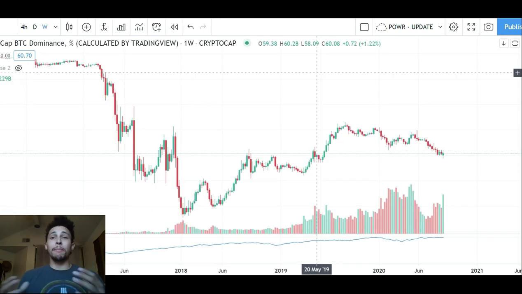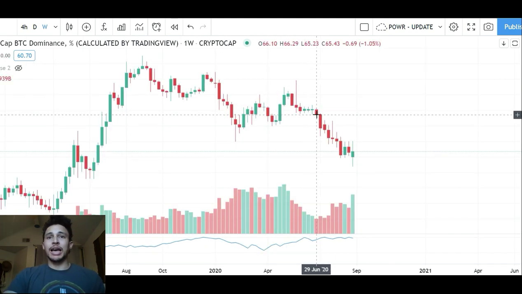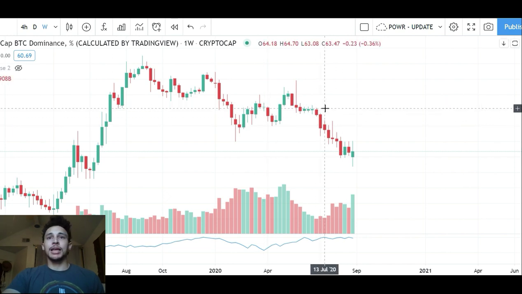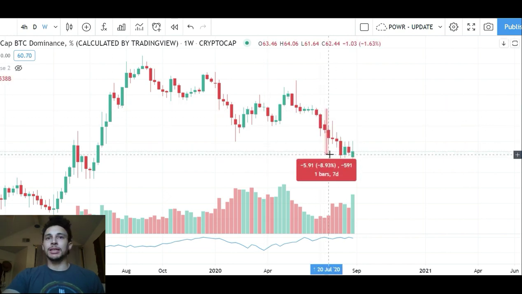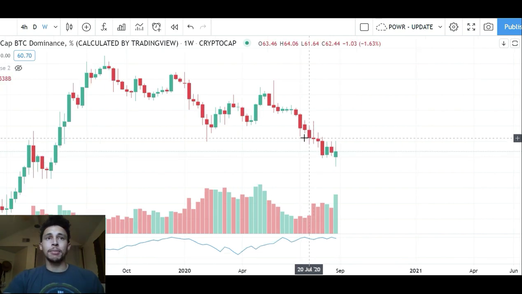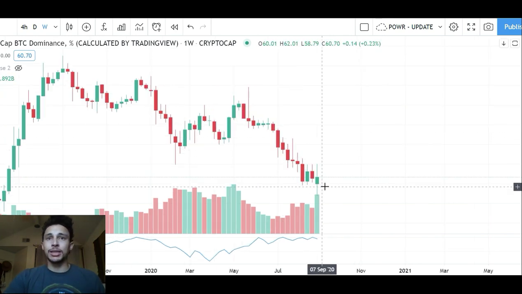But let's move on to Bitcoin dominance. That's how much of the crypto market is actually in Bitcoin and how much is in altcoins. So let's see what's happened so far. Since June of this year, Bitcoin dominance has reduced by approximately 9-10%. That's why altcoins have been gaining. But look, we have another bounce, and we're on the weekly, guys.